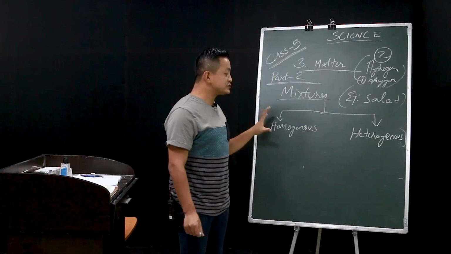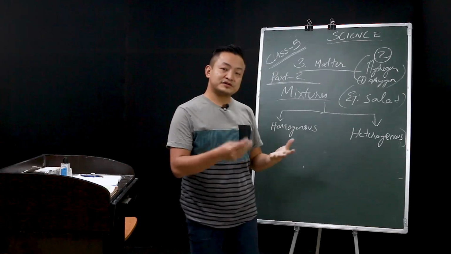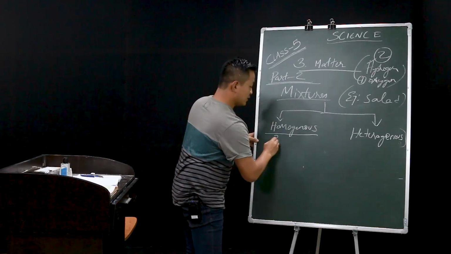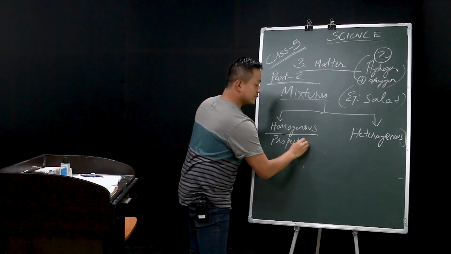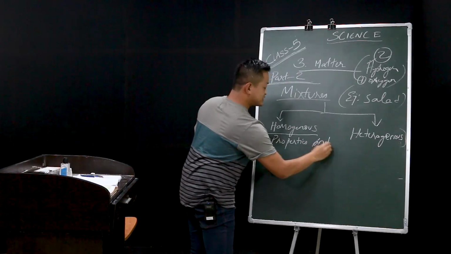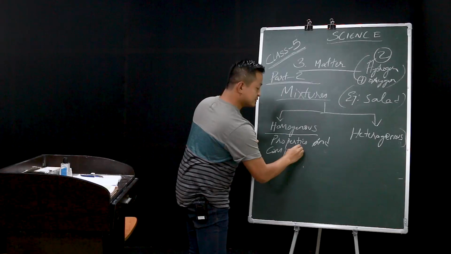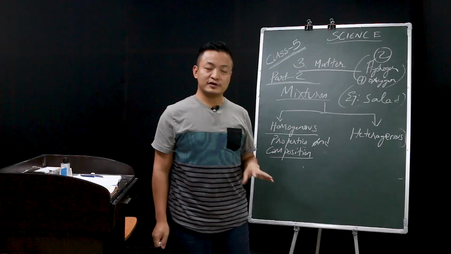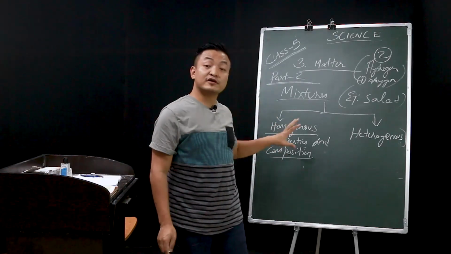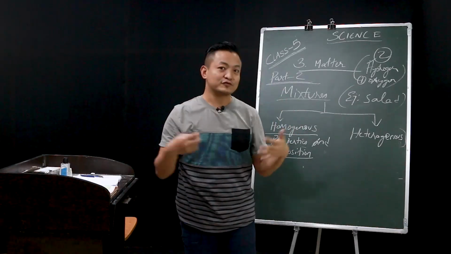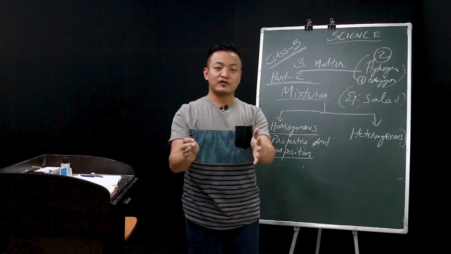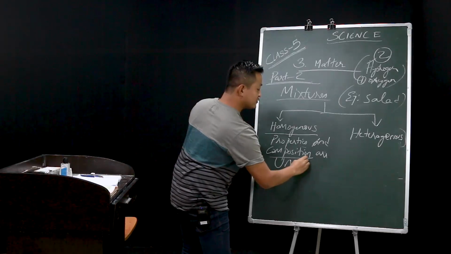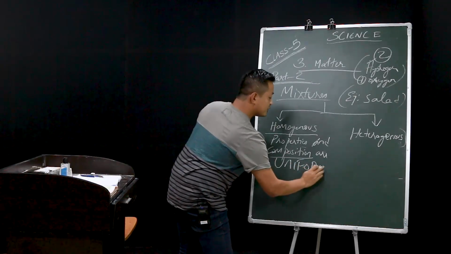A homogeneous mixture is a mixture where the properties and composition are uniform all throughout the mixture. Uniform means same, like the school uniform. In your school, all of you have the same uniform, right? So its properties and composition are uniform. I'll write the word uniform in bold letters.